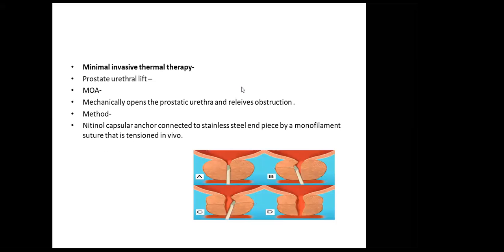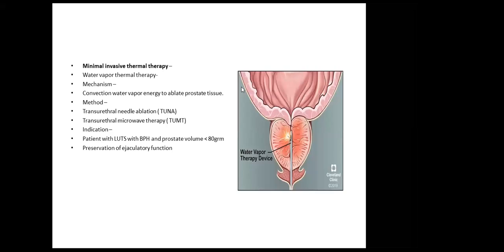In this, first there is minimally invasive thermal therapy, where water vapor thermal therapy can be used. The mechanism is convection of water vapor energy to ablate the prostatic tissue. The methods that can be used here are the transurethral needle ablation technique, called TUNA, or transurethral microwave therapy, that is TUMT. It is indicated in patients with BPH where the prostate volume is less than 80 grams and for the preservation of ejaculatory function.